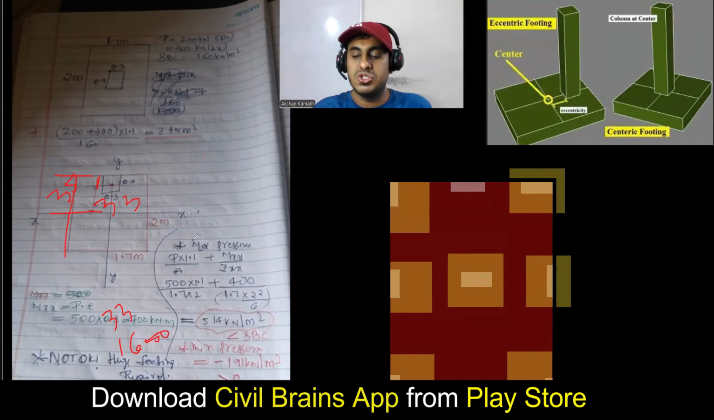Now do the calculation quickly. I'll do it. This will again be 500 into 1.1 divided by, I'm taking 7 by 7, so I'm getting 11.22. Plus, do this calculation. First, I'll do the section modulus: 7 into 7 square divided by 6, which is 57.16, and 1650 divided by this answer. I'm getting 28.86.